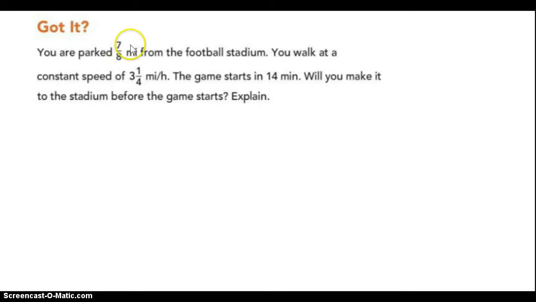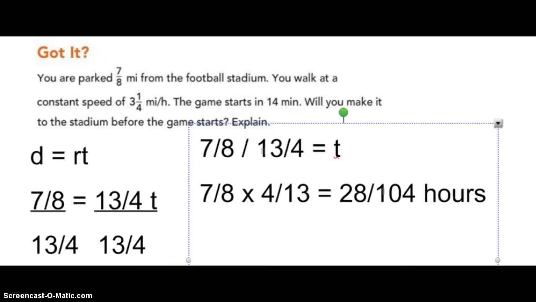You have a distance of 7/8. You have a rate of 3 1/4. Plug the numbers into the formula and solve just like the previous problem. Press pause and then play when you're ready to check your answer to see how you did. So the first thing you should have done was written down your formula. Distance equals rate times time. The distance is 7/8 of a mile, and the rate is 13/4 miles per hour.